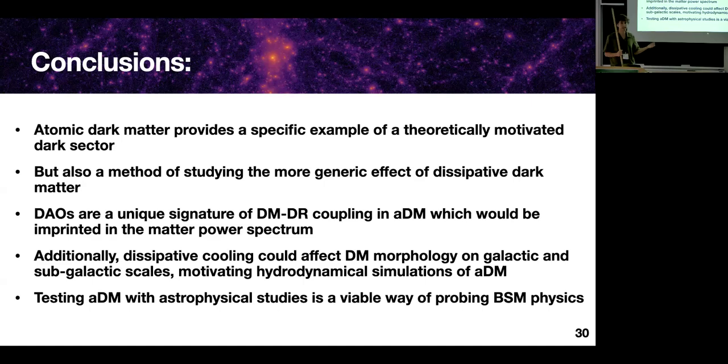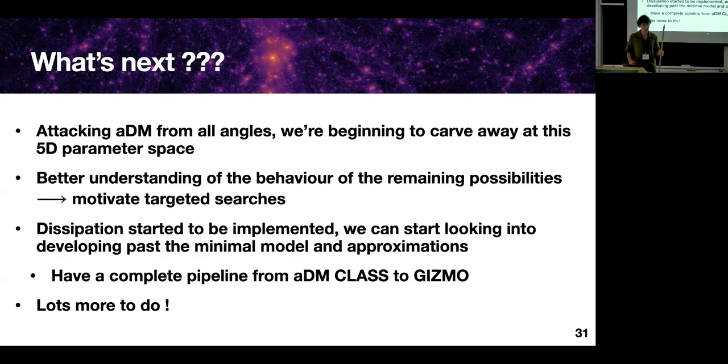But importantly, testing ADM with these astrophysical studies is a viable way of probing what could be new BSM physics. And so what's next is we're attacking ADM from all these angles. As you see, there are a lot of ongoing studies trying to carve away different regions. But this will allow us to better understand the behavior of the remaining available parameter space, which will allow us to motivate targeted searches, which could be points of discovery.